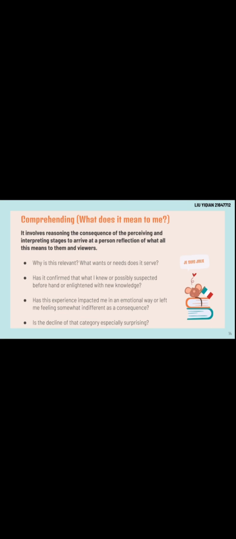And the third stage is comprehending. What does it mean to me? It involves reasoning the consequences of the perceiving and interpreting stages to arrive at a personal reflection of what all this means to them, the viewers. Why is it relevant? So it is really a simple demonstration to further illustrate the process of understanding.